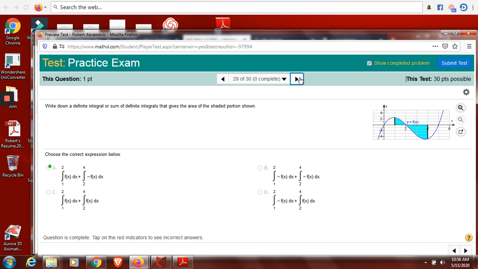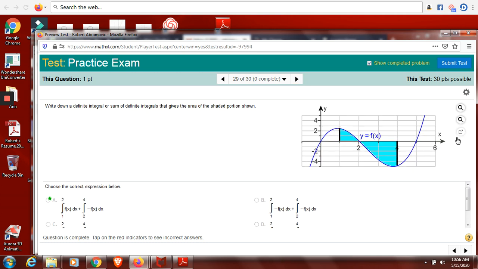Write down the definite integral or sum of definite integrals that gives the area of the shaded portion shown below, or shown to the side in this case. So here, as you can see, f is positive when x is between 1 and 2. So the definite integral of this function when x is between 1 and 2 gives you this area here.